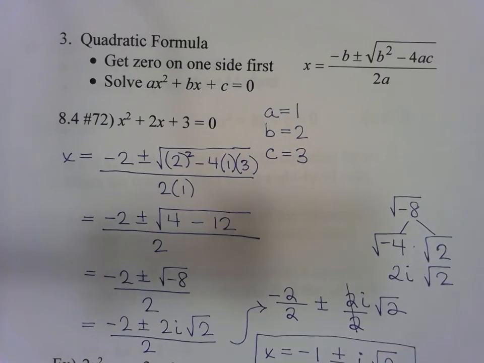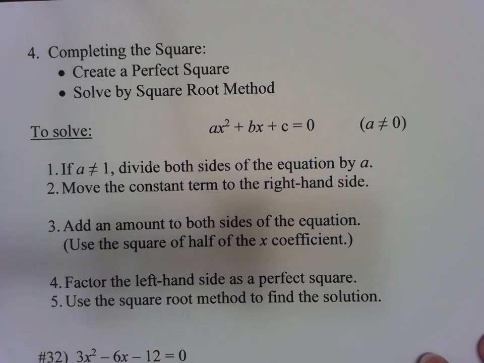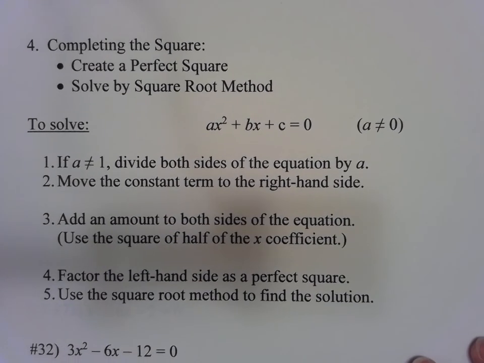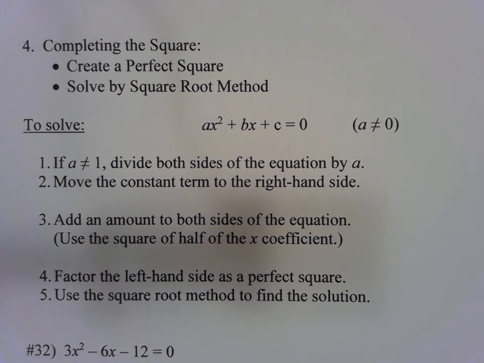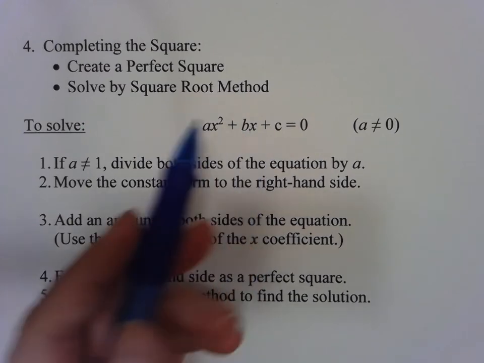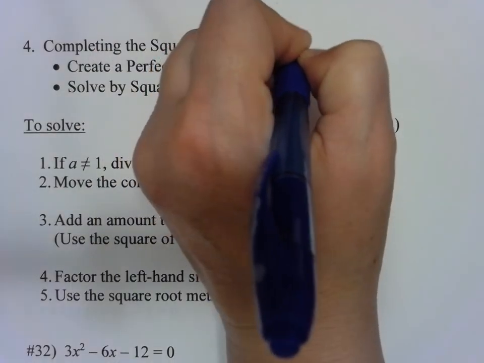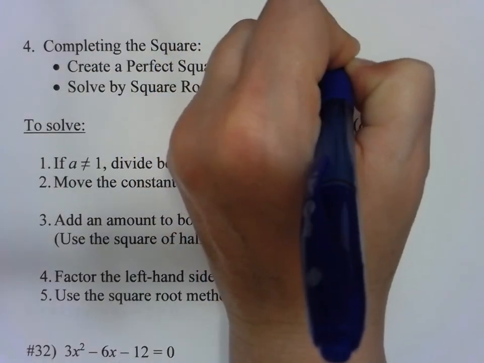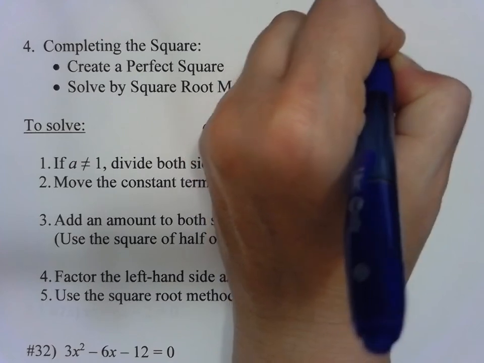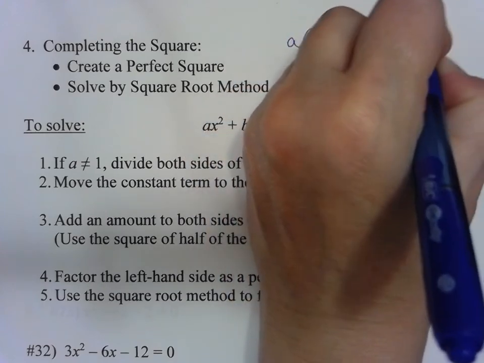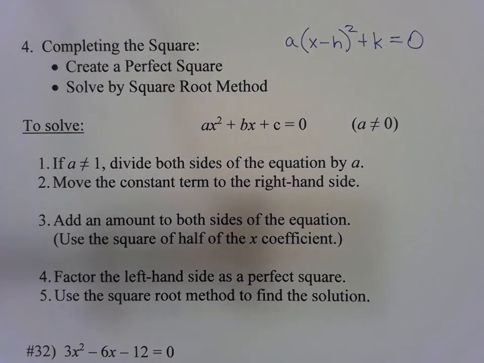All right, so that's the quadratic formula. The last solving method is a method called completing the square. So this is a way to take this format and transform it into the vertex factored type format that we would need for the square root.